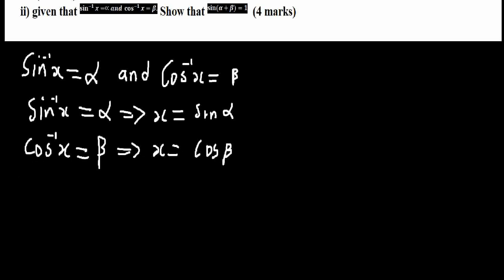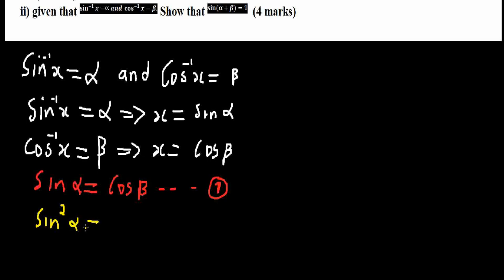Now we have seen that x is equal to x, therefore sine alpha is equal to cos beta. We are going to name this our equation 1. So from this equation 1, it also implies that sine squared alpha is equal to cos squared beta. Now this is our equation 2.